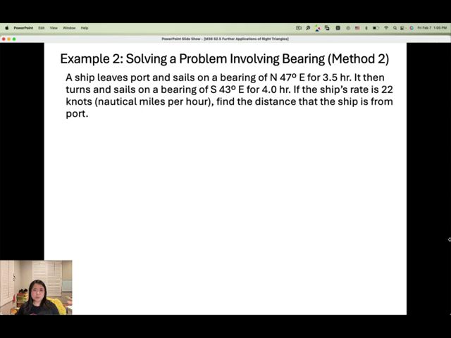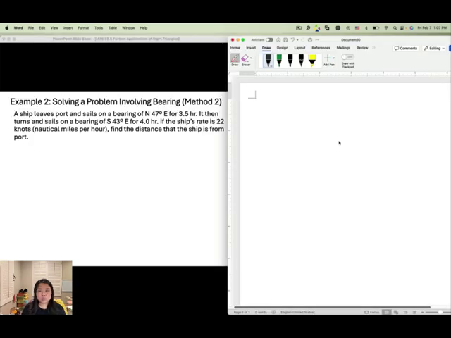Example 2. Let's try to do it together. First, draw the picture. A ship leaves port and sails on a bearing of north 47 degrees east for 3.5 hours. So we have the ship A here. Let's start with this one, and then I will draw the compass here. So the sail is going to be north 47 degrees east.